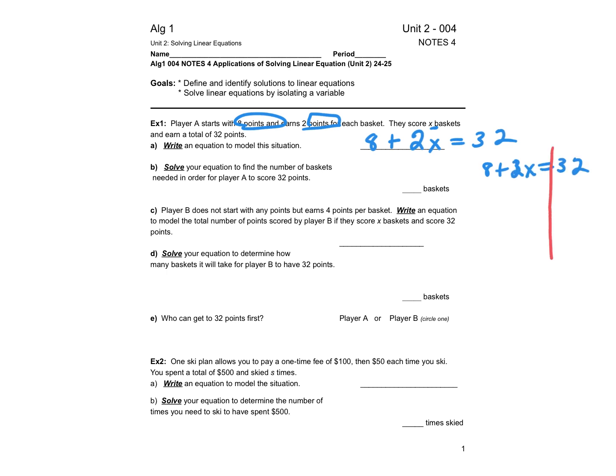You want to draw your line, subtract 8, you'll get 2x equals what? 24? So x equals 12. Solve your equations. So player A has 12 baskets.